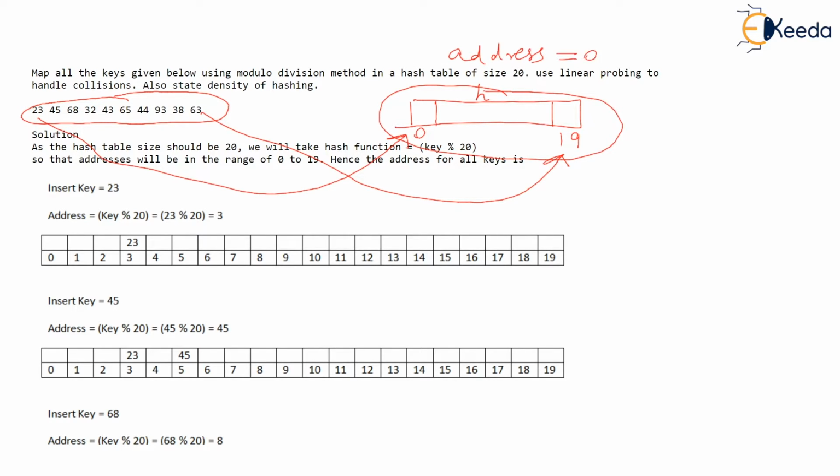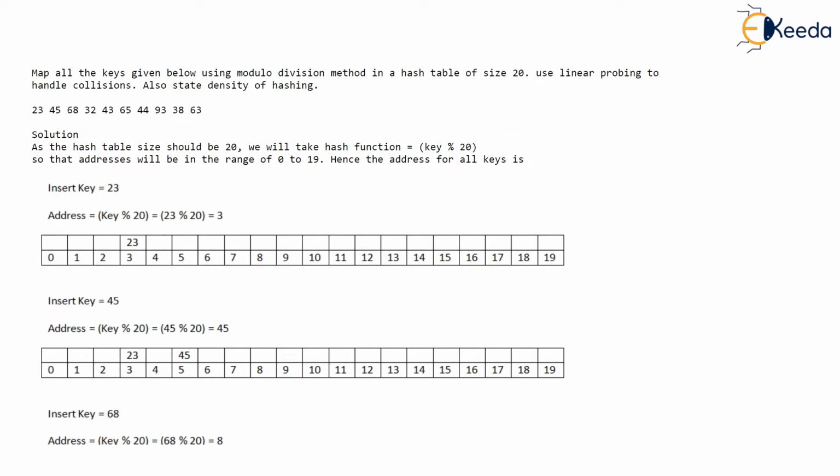That's the key point. Because the hash table size is given, we know the smallest address and the largest address. So as the hash table size is 20, I will prefer taking the hash function as key percent 20. Here 20 is the size of the hash table. The addresses will be in the range 0, the smallest remainder, and 19, the largest remainder if you divide any number by 20. Hence we have decided in the solution that the hash function we will take is key percent 20.